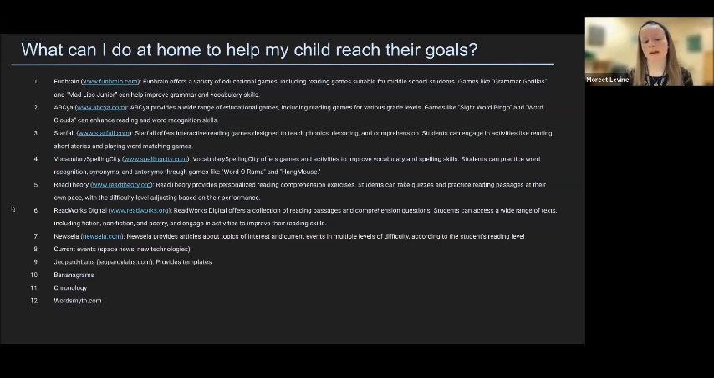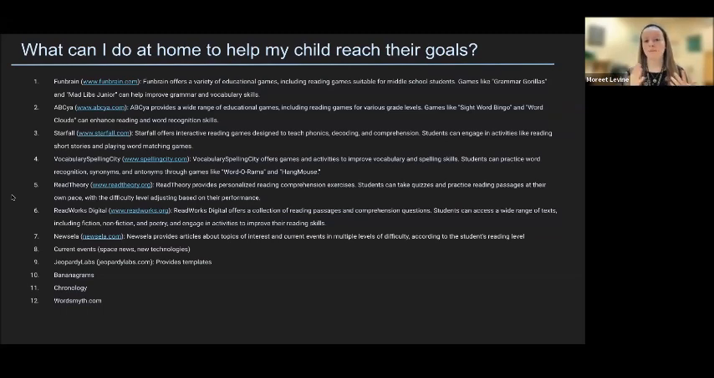Or at the bottom, I have number 9, which says Jeopardy Labs. It's a website that I use with them a lot. It has pre-made Jeopardy boards of lots of different topics. And you might be thinking, how does Jeopardy help them with reading? Well, actually, the students have to read the questions that come up. And sometimes we come across new vocabulary words. So it really does help them.